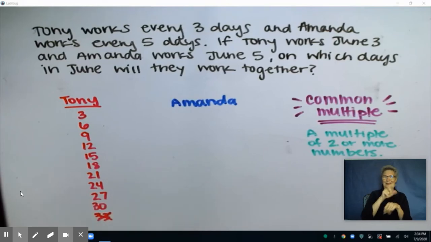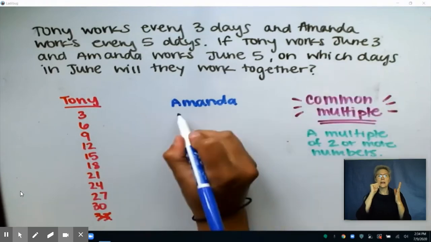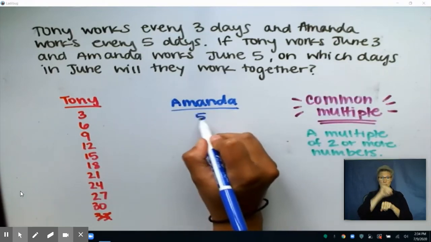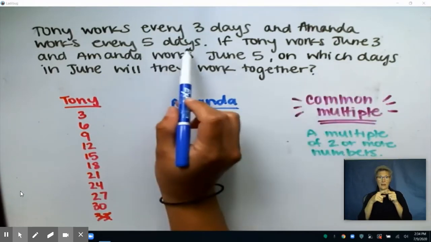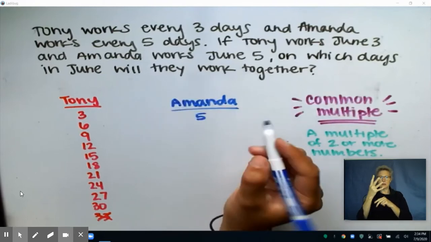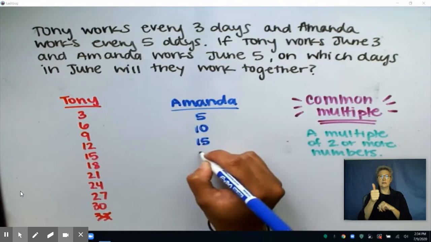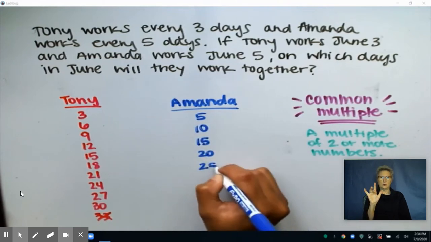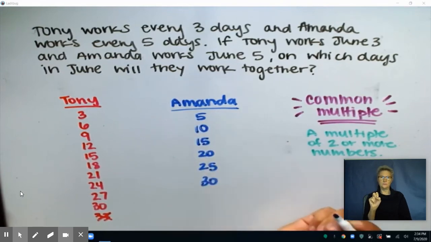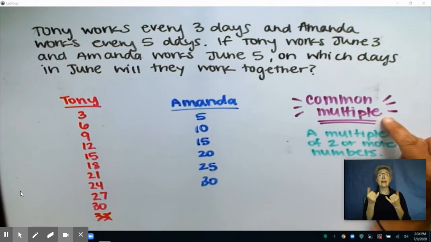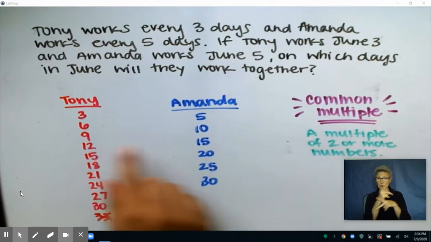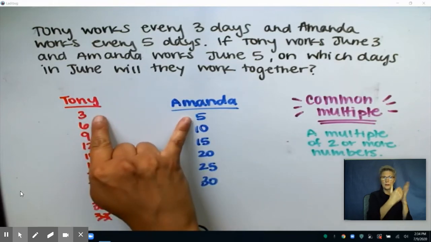Now I'm going to think of my list of multiples for Amanda. I know that she worked on June 5th, and that then she works every 5 days, so I'm going to list multiples of 5. So I've got 5, 10, 15, 20, 25, and 30, and I'm going to stop there. Now I'm going to find my common multiple, a multiple that's shared by both of these numbers, 3 and 5.